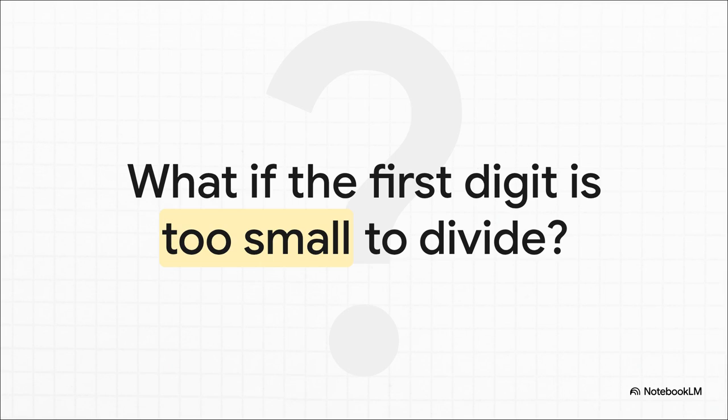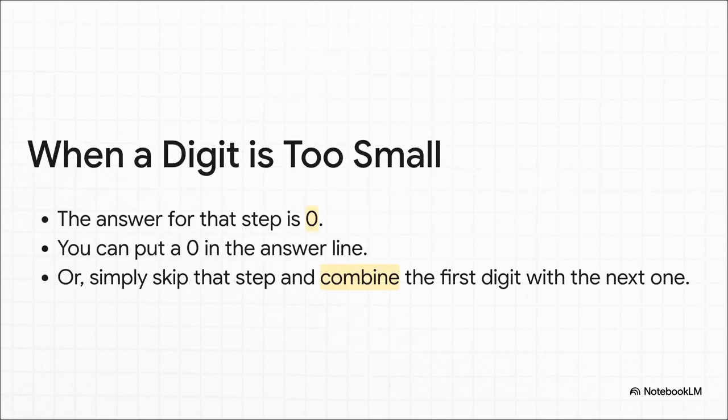Okay, this is a super common question. What on earth do you do if, on your very first step, the number outside is bigger than the first number inside? Like if we were doing 72 divided by 8, you'd start by asking, how many 8s can fit into 7? Well, the answer is pretty simple. 0. You can't fit any 8s into 7, so you could put a little 0 in the answer line above the 7. But here's the shortcut. It's what everybody does. You just skip that step and immediately group the first digit with the next one. So instead of trying to divide 7, you just start the whole process by looking at 72.